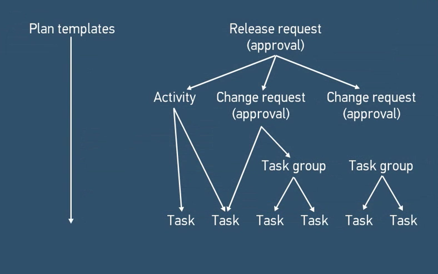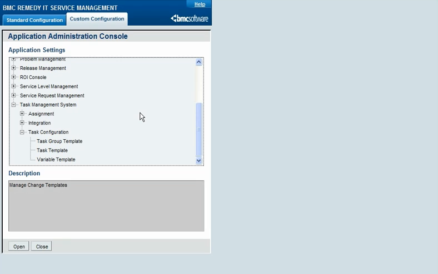You should plan your templates from the top down, first determining which release and change templates you need and then deciding how to break up that work. But you must create templates from the bottom up, because when you create a template, you select lower-level templates to include in it. To configure task templates, from the Custom Configuration tab on the Application Administration console, click Task Management System, then Task Configuration, and then Task Template.